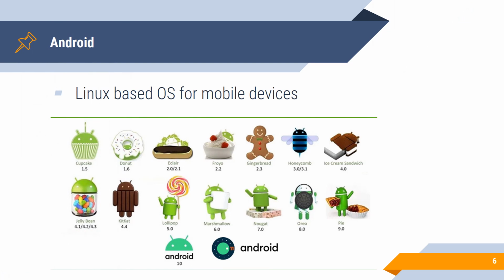Android. It is a Linux-based operating system for mobile phones. It has various versions. Nearly 11 versions are there. When you see the picture, you will understand. The first one is version number 1.5, and the name of the version is Cupcake. Likewise, various versions are there like Kit Kat, Oreo, Pie, Ice Cream Sandwich. These are the various names of the Android versions and their numbers, whether it is 1.5 or 10 or 11. The current version of Android is 11.